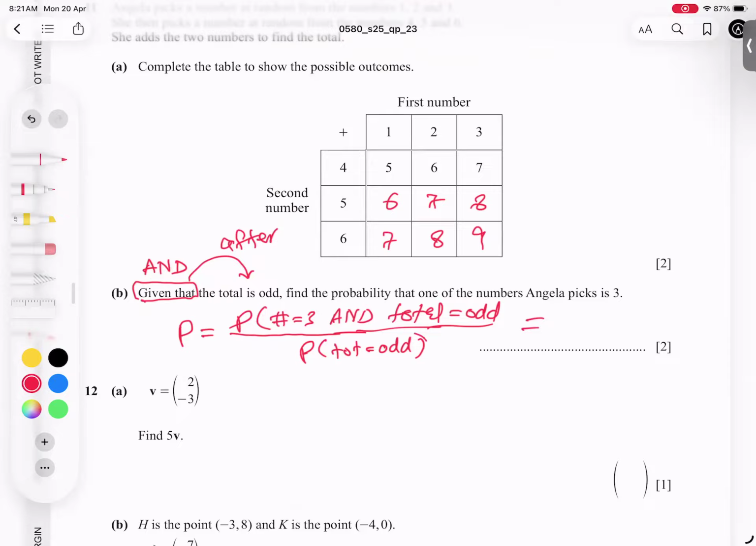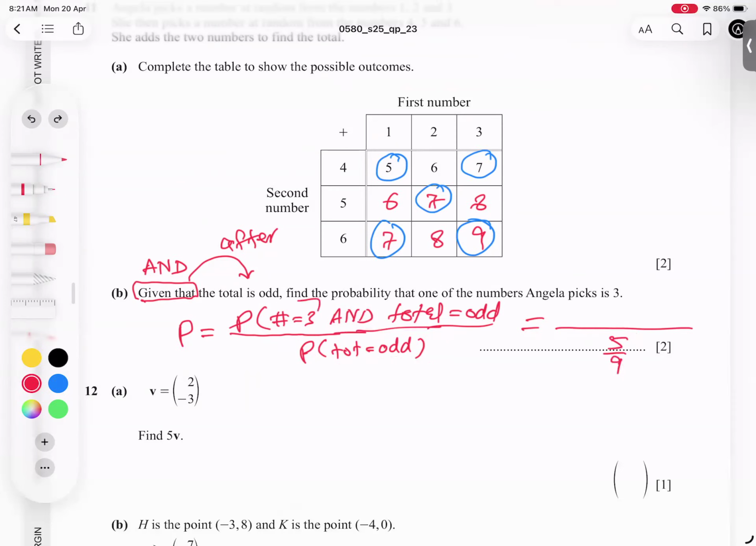Odd number for total, probability of the odd numbers. Odd numbers are what? I put circles: odd number, odd number, odd number, odd number, and odd number. So in total, how many numbers are there? 1, 2, 3, 4, 5, 6, 7, 8, 9. And I'm getting here 1, 2, 3, 4, 5. 5 over 9, I'm writing in denominator 5 over 9. This is probability of those odd numbers.